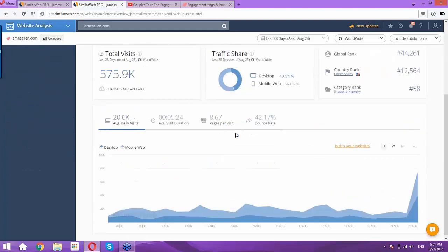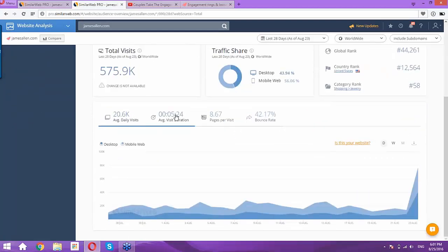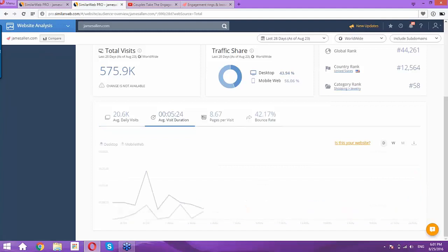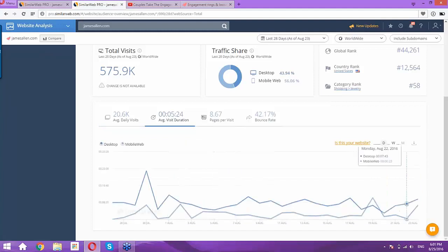And we're going to look at the engagement metrics. So let's start with average visit duration. So typically, as we can see here, their visitors spend about 5 minutes on the site. And on August 23rd, they actually spent closer to 10 minutes. So that's a significant difference, almost twice as long that they're spending on the site.